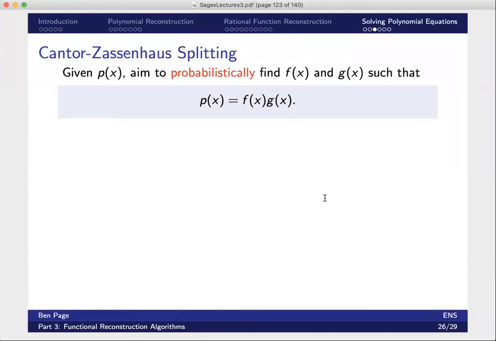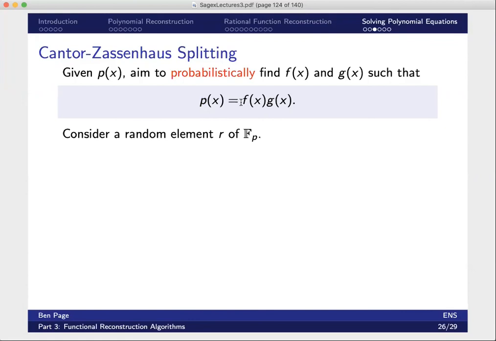We're going to use a trick of Cantor and Zassenhaus for splitting a polynomial. The idea is that we want to be a little bit looser than factorization and simply find two polynomials, f and g, such that when I multiply them together, I get p. This is one step of a factorization procedure, because if I repeatedly split what comes out, I'm going to get all the way down to my factors.